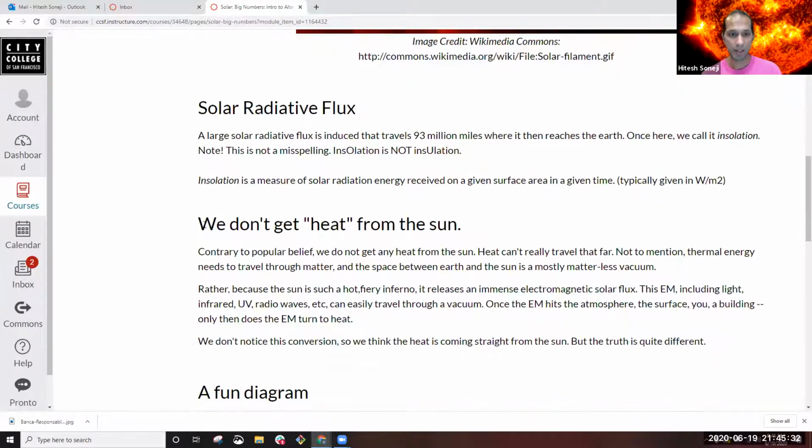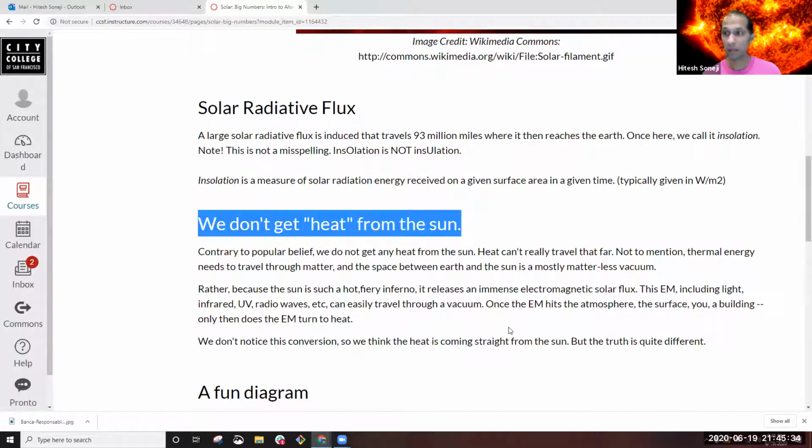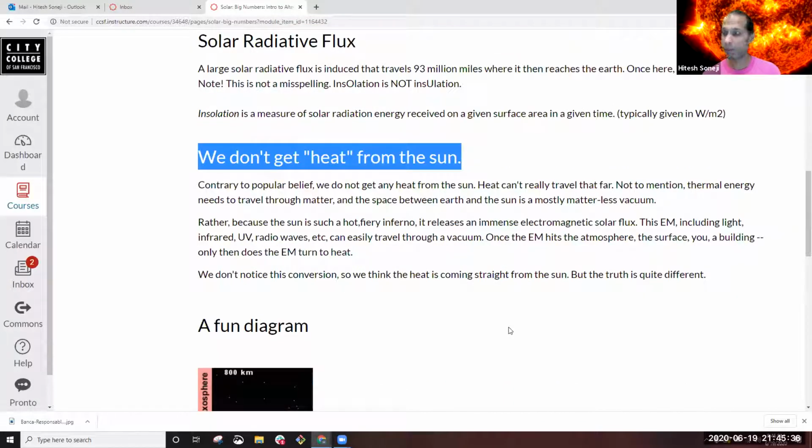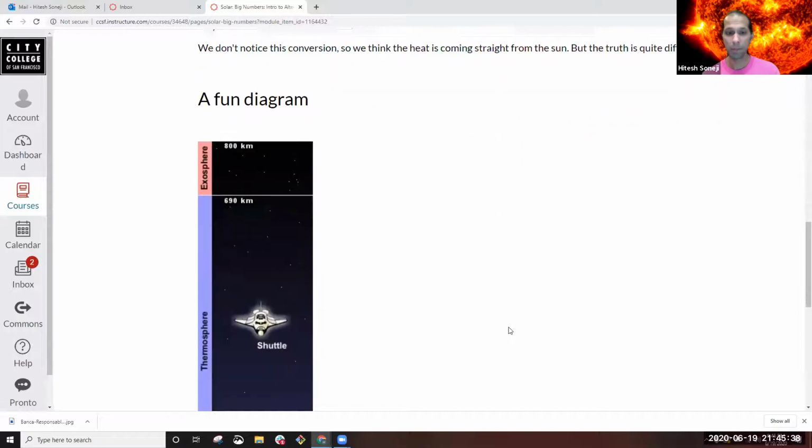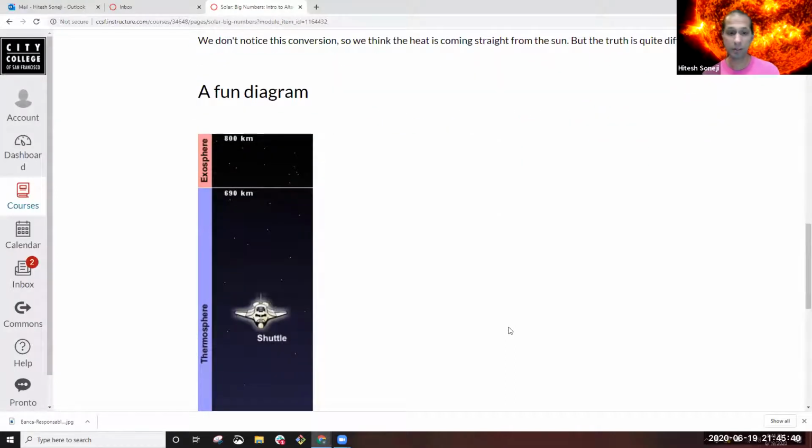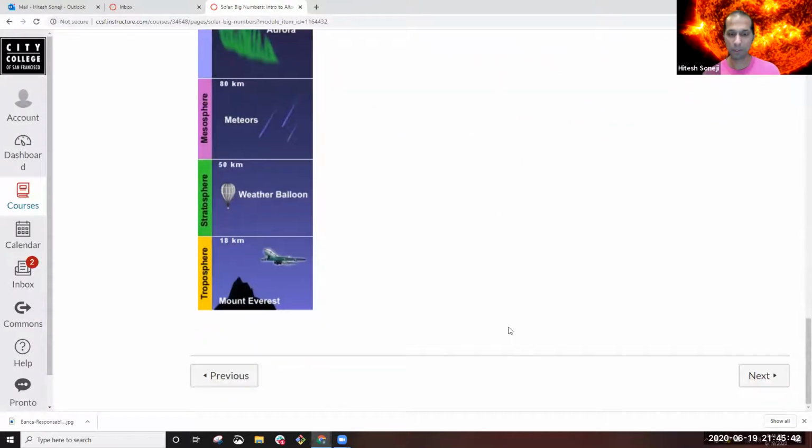The other thing I think that's really cool here is this explanation around heat and how we get energy from the sun. Make sure you take a look at that. Most of us may not be familiar with that as well. And here's just a fun diagram about the atmosphere and sort of give you some scale of how big the atmosphere is compared to, say, Mount Everest, which we all take to be a pretty big thing, I believe.